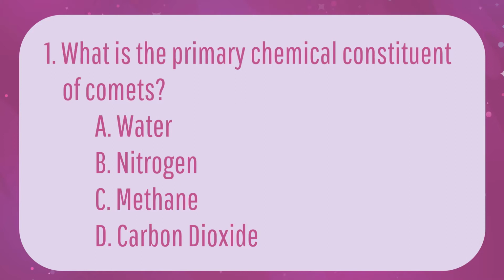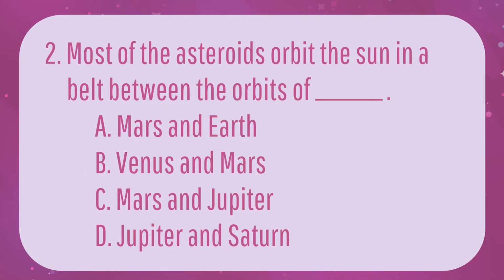1. What is the primary chemical constituent of comets? A. Water, B. Nitrogen, C. Methane, D. Carbon dioxide. 2. Most of the asteroids orbit the Sun in a belt between the orbits of blank. A. Mars and Earth, B. Venus and Mars, C. Mars and Jupiter, D. Jupiter and Saturn.